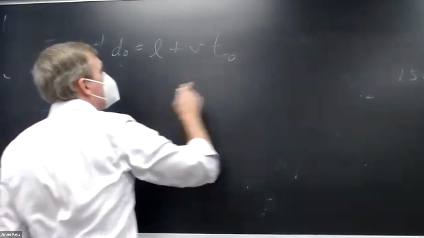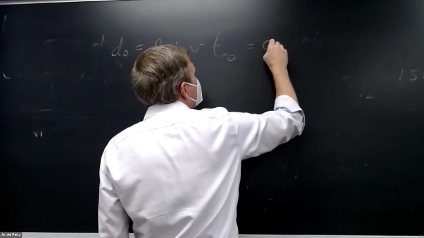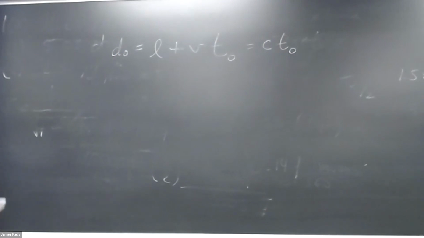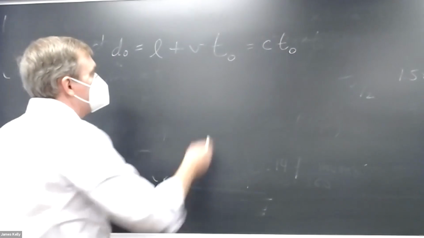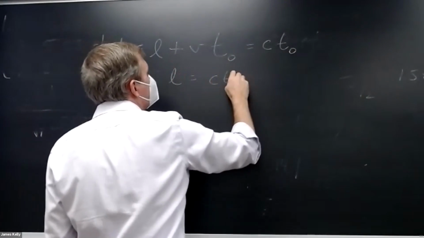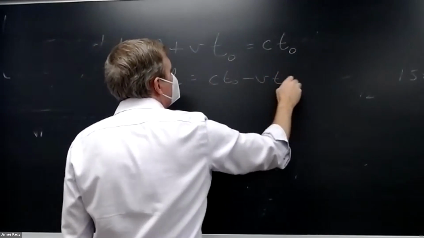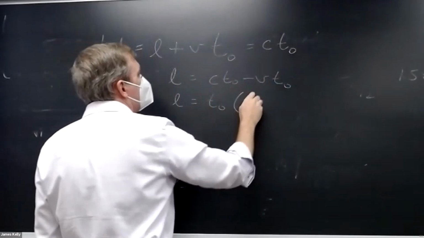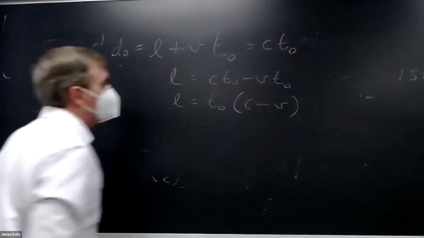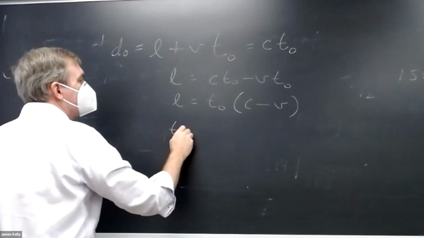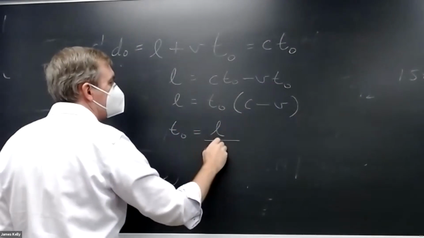Okay, so we've calculated d0 two different ways, and we're told to set those two equal to each other and then solve for t0. I believe that's what you're asked to do in C, right? So we would put the t0 over there. That would mean that L is equal to C t0 minus V t0, and then we could factor out a t0, and we'd be left with a C minus V factor. And then finally, I'm going to divide by C minus V to get t0 is equal to L over C minus V.